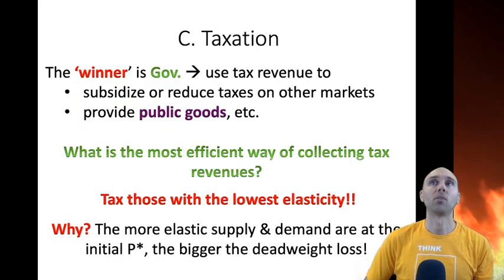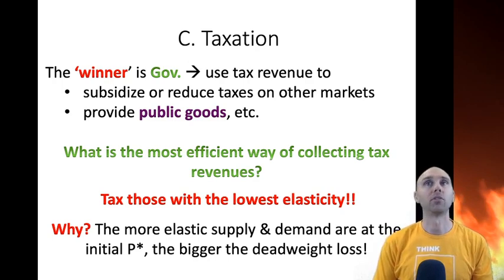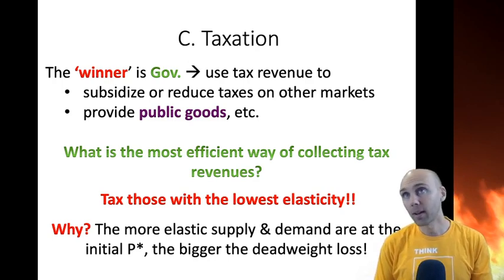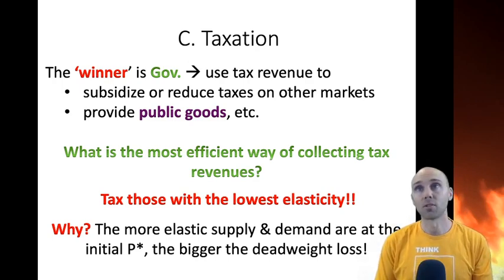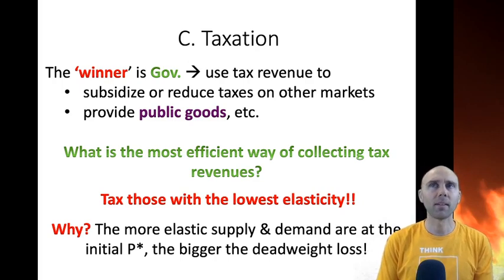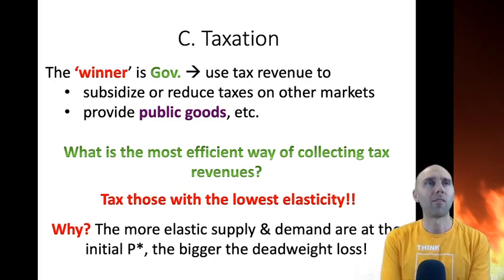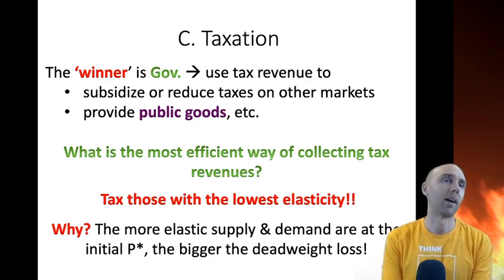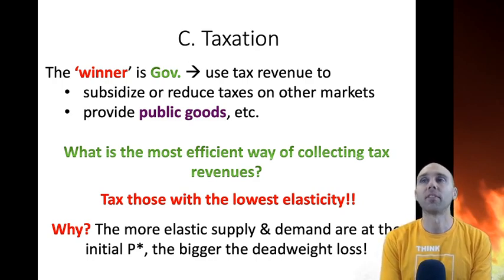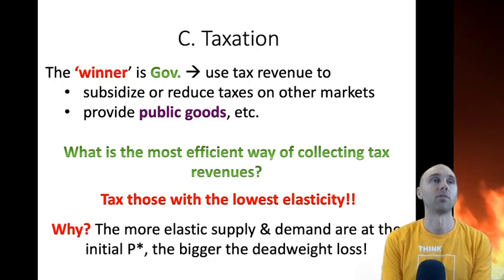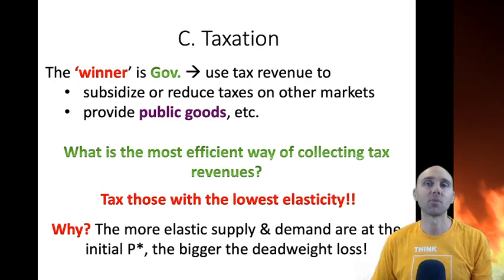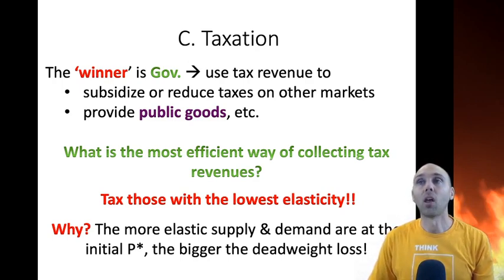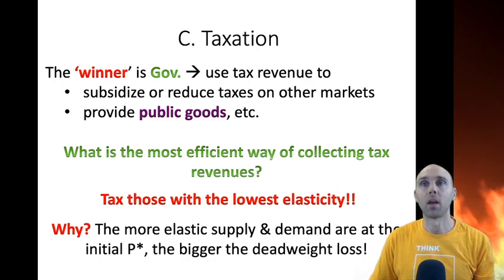Okay, so we know that the winner is the government, and it can use this tax revenue in different ways. It can subsidize other markets, reduce taxes in other markets, provide public goods like public transport and so forth. But let's think about, what if governments say we are going to tax no matter what, regardless of the deadweight loss? What's the most efficient way of collecting tax revenues? Well, if that's the question that economists are given and that's all they have to work with, then the answer is to tax those with the lowest elasticity. That is, the ones that are most inelastic.